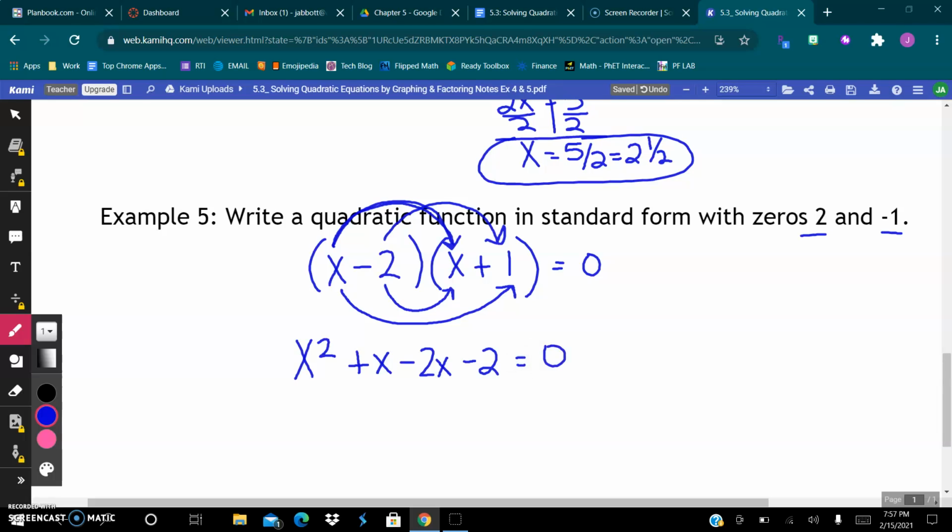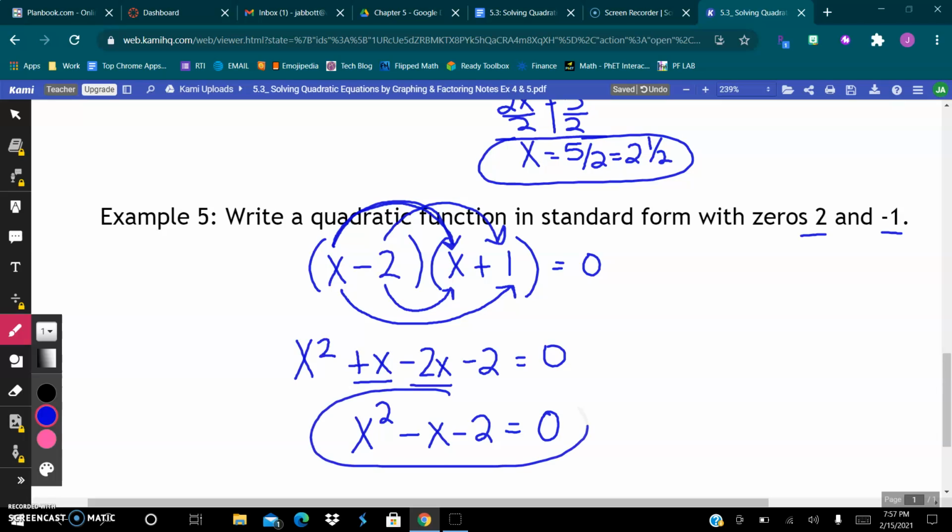Then you have to combine like terms. So x squared is by itself, and we have a positive x and a negative 2x. So that would leave us with a negative 1x, so x squared minus x minus 2 equals 0. So that would be my standard form, that ax squared plus bx plus c form of the quadratic function with the zeros 2 and negative 1.